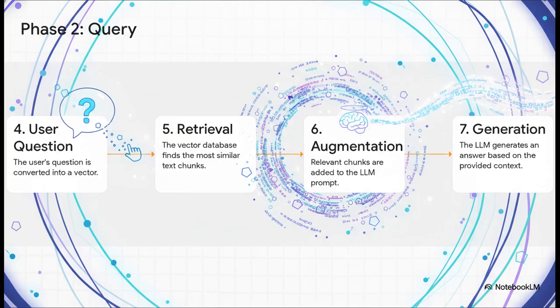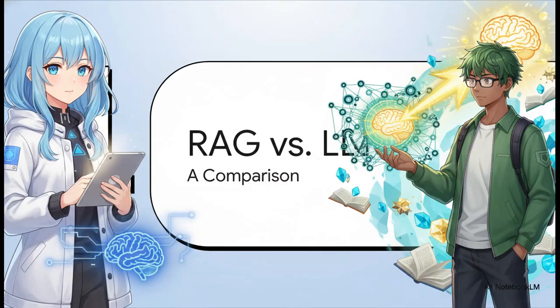Now, phase 2 happens in real time with every single query. The user's question is also converted into a vector, and the system performs a similarity search in the vector database to find the text chunks with the closest meaning. These relevant chunks are then automatically added to the prompt. And crucially, the LLM is instructed to formulate its answer based only on this freshly provided context. When you put this two-phase process together, you end up with a really significant difference in capabilities between a standard LLM and one that's been enhanced with a RAG architecture.